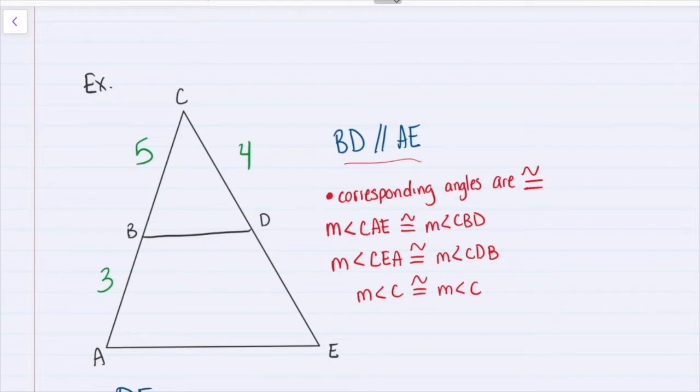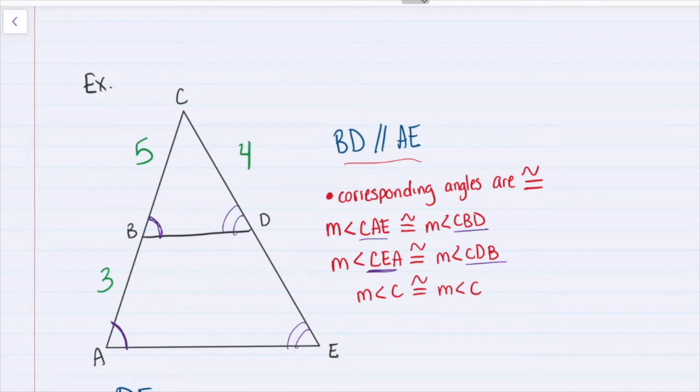And let's follow along with this information. We know that measure CAE, this angle, is congruent to CBD, this one. So like I said, corresponding. We also know that CEA, so this one, is congruent to CDB, right there. So we know those two angles are the same, congruent.